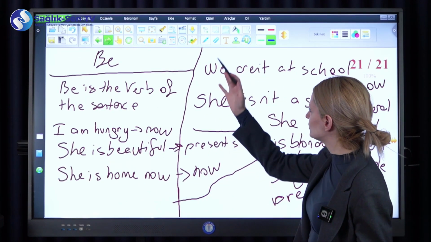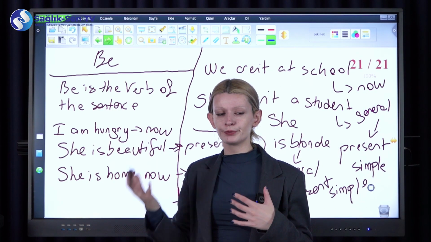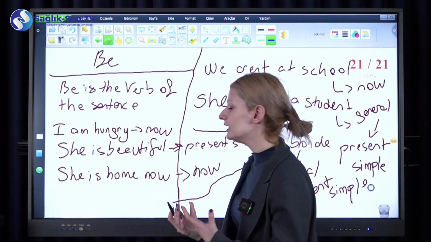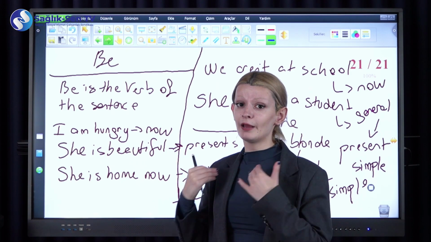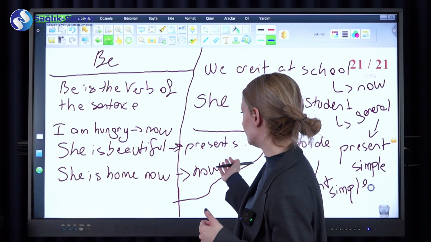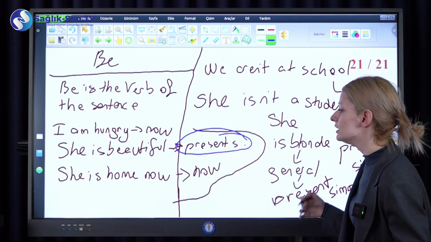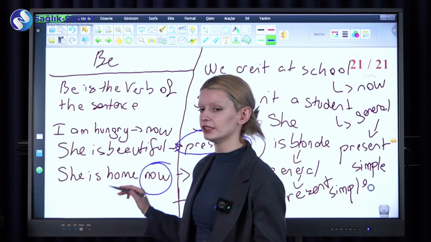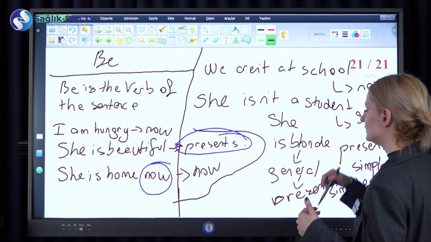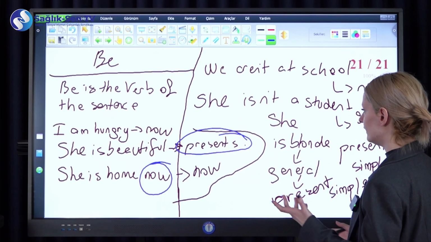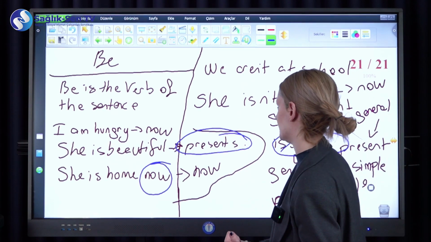And we have talked about be and how it can mean both present progressive and present simple. It's up to the sentence. I am hungry. It means I am hungry now. She is beautiful. It is something that is general, so it refers to present simple. She is home now. It's obviously happening right now. We aren't at school again now. She isn't a student, a general information. She's blonde. This is also a general information.